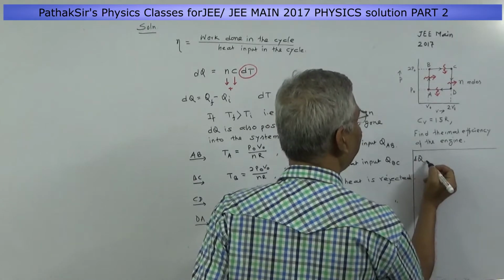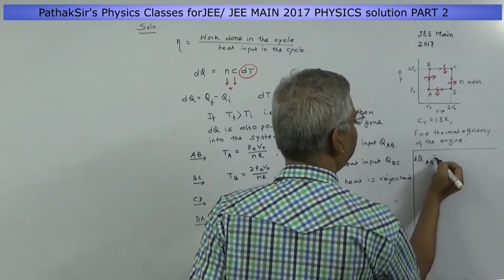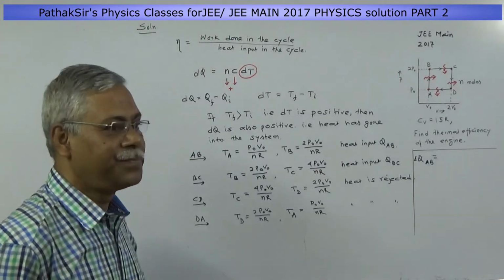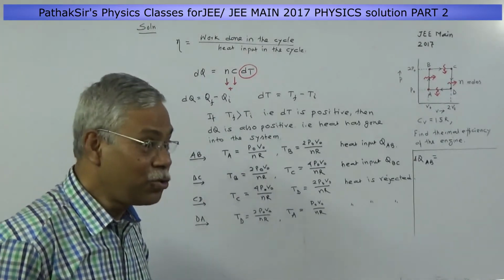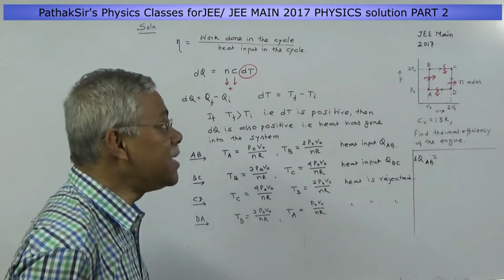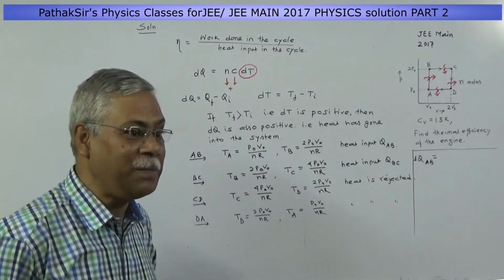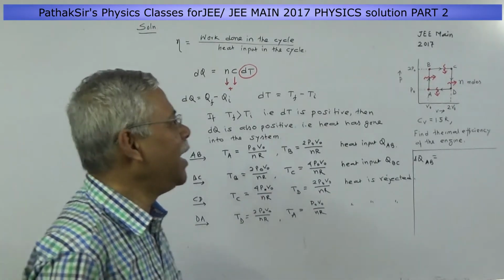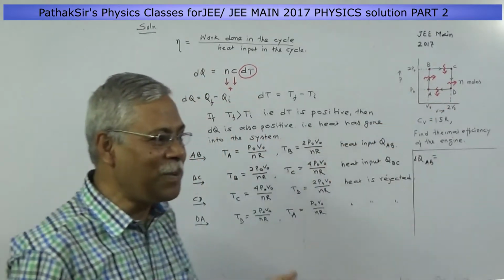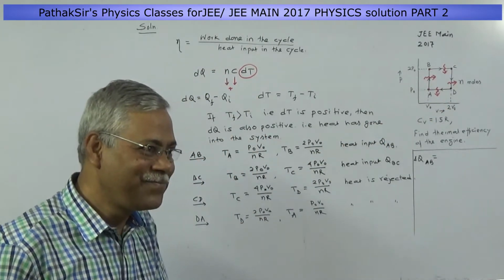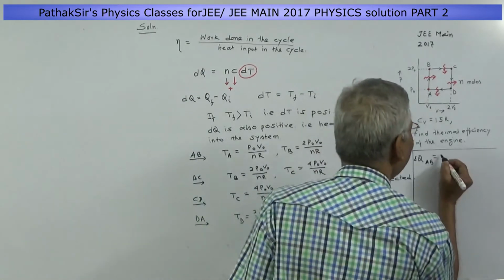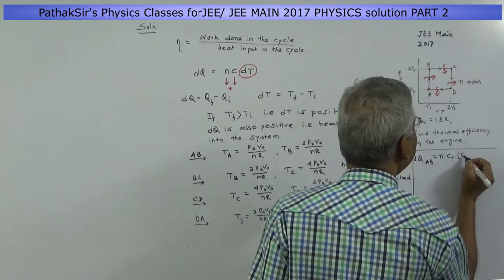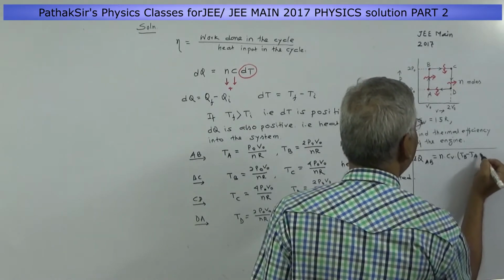Del Q AB equal to nC dT, but C for the process AB is known to you. Because AB is a constant volume process, so in place of C you will put CV. So del Q AB equal to n CV dT. dT means TB minus TA.